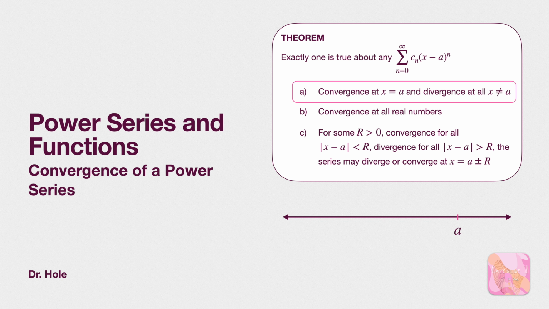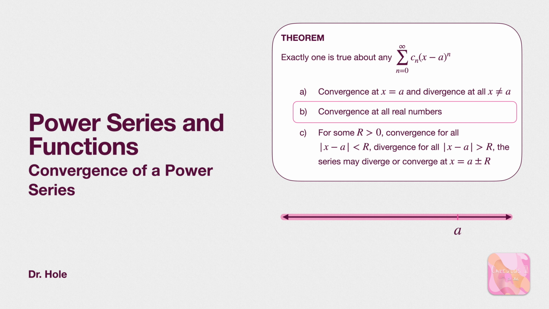But first, let's look over what it means to have these three situations by looking at a number line. For case A, we look at the number line and we only highlight the single value for which convergence occurs, namely the center A. In case B, we have that we highlight the entire number line as all inputs x are valid.